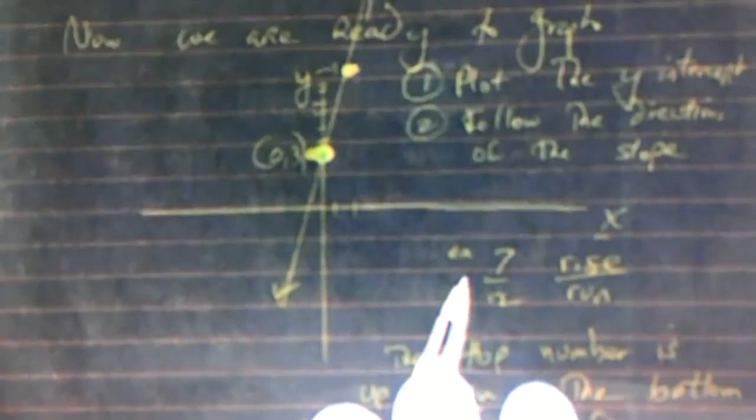And now how do we get the next point? Up 7: 1, 2, 3, 4, 5, 6, 7. Then over 2, and we have our second point. There it is, two points on the graph.